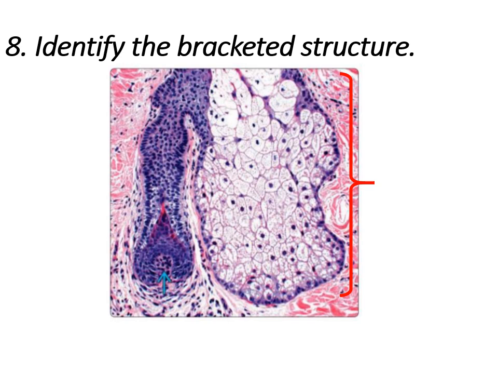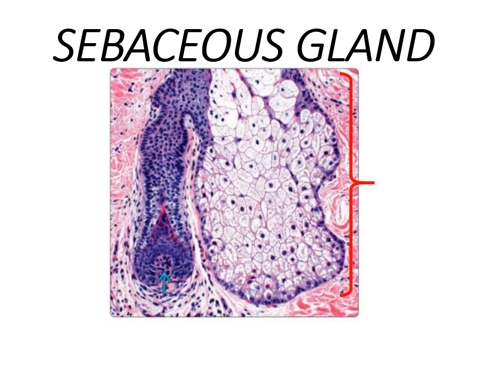Next, identify the bracketed layer. So, describe mo natin yung nakikita natin. Ito ay hair follicle, no? Yung ating dense irregular connective tissue, which is your reticular dermis, and ito yung pointed area. So, ano kaya to? Mukha siyang bag or sac. So, this is again your sebaceous gland.